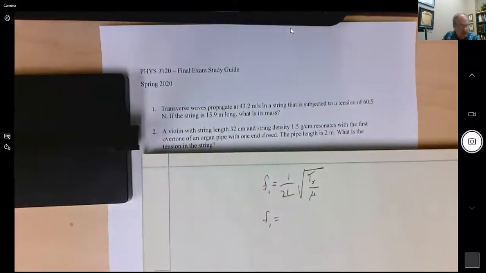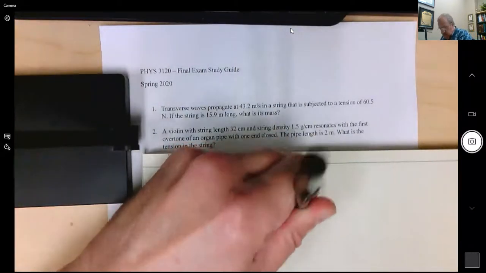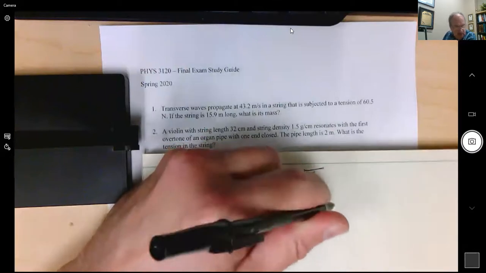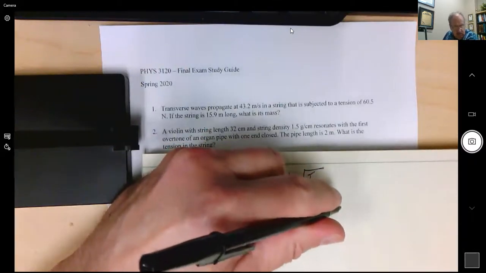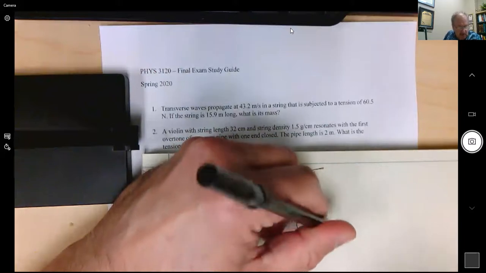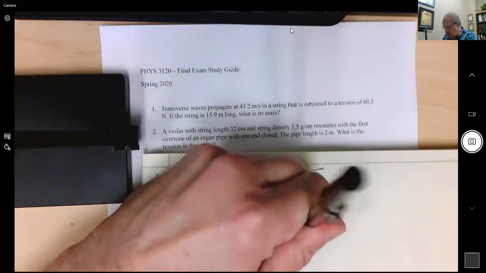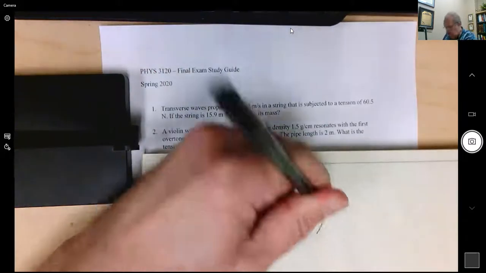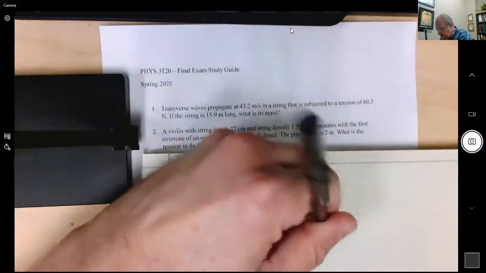So that frequency is given as m times the velocity, and that's the velocity of sound, over 4L, where L is the length of the pipe.